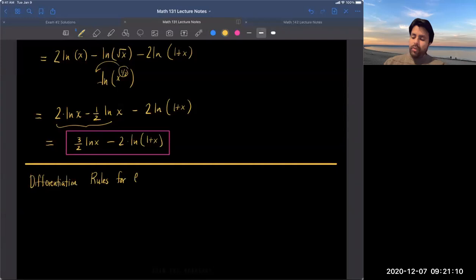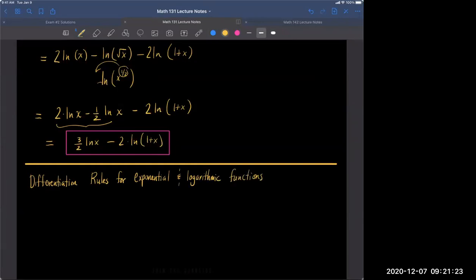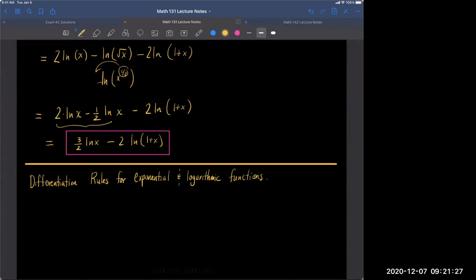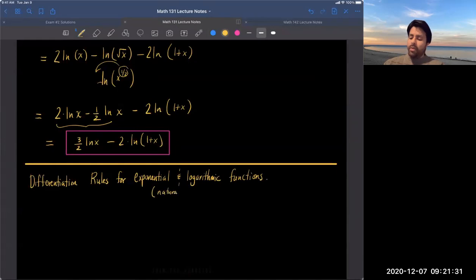For exponential and logarithmic functions. But in particular, we're going to be discussing natural exponential and logarithmic functions. Natural.